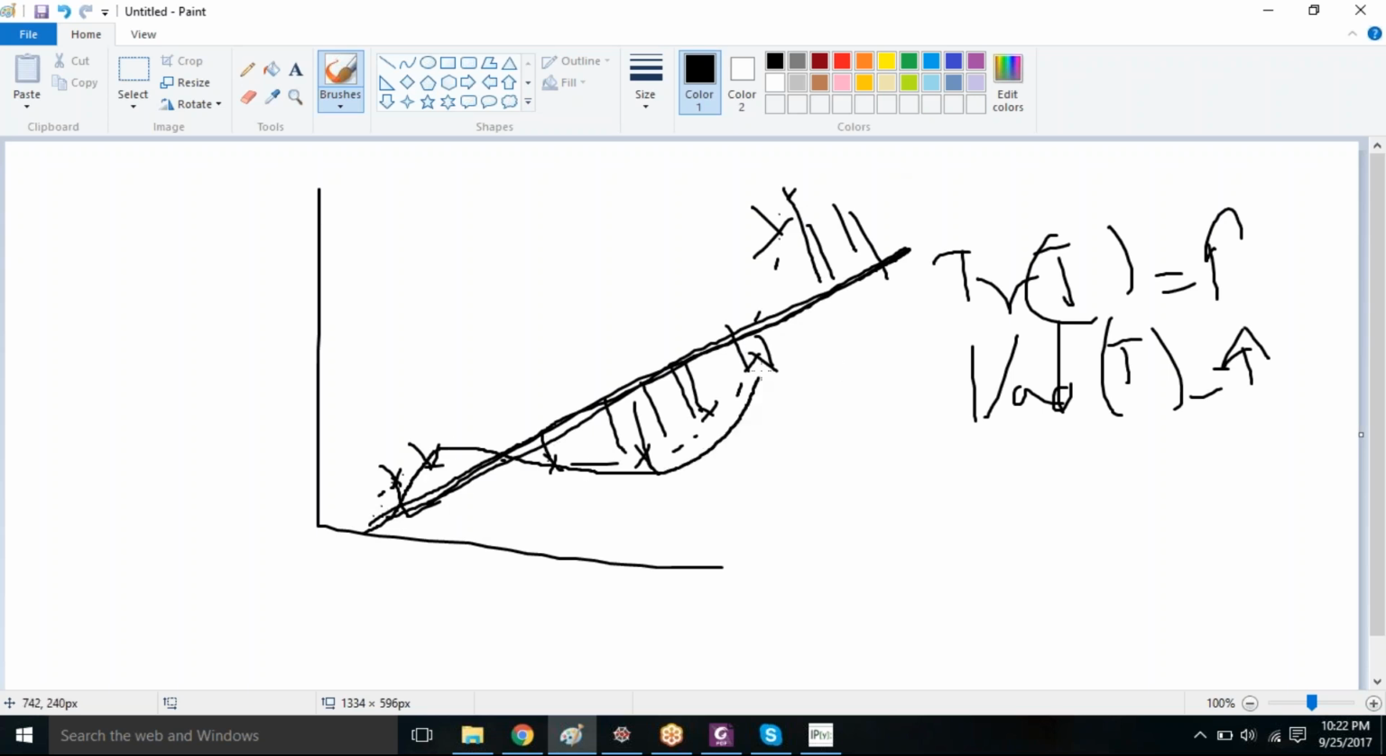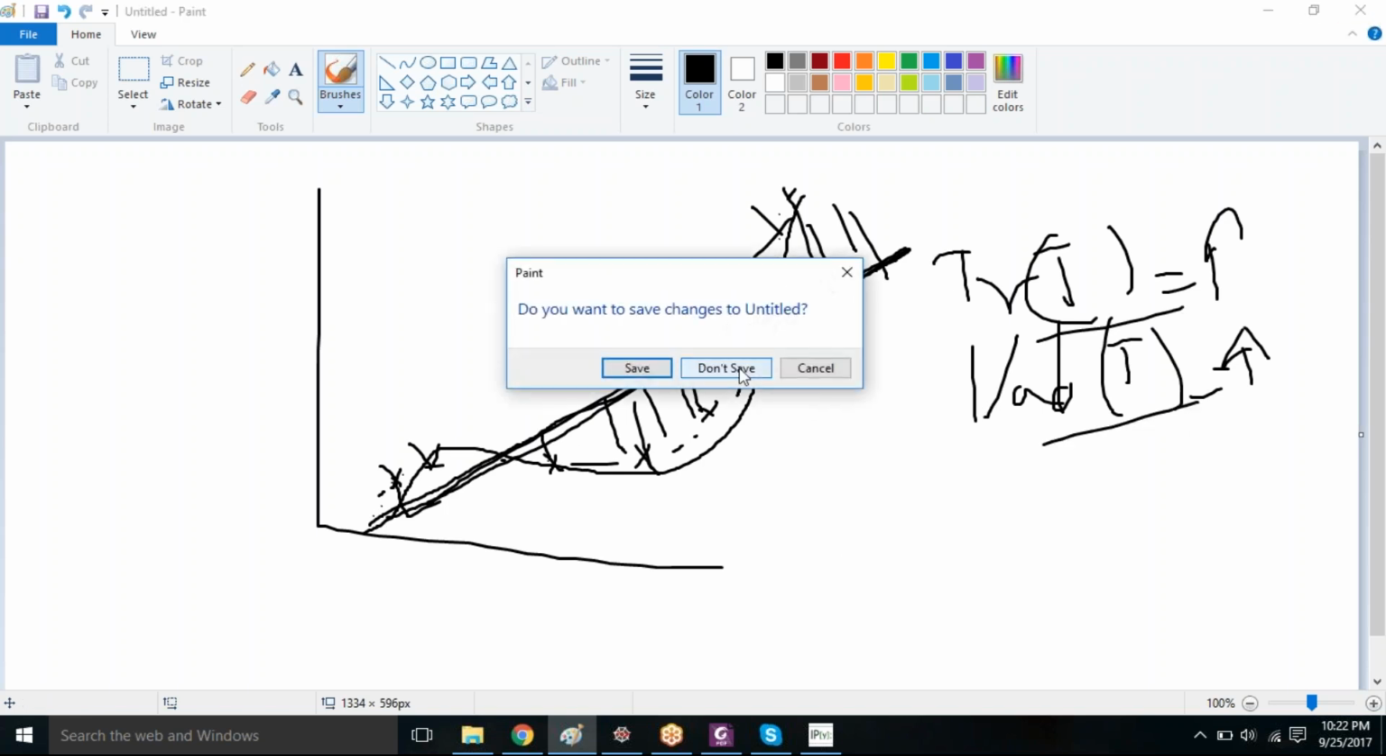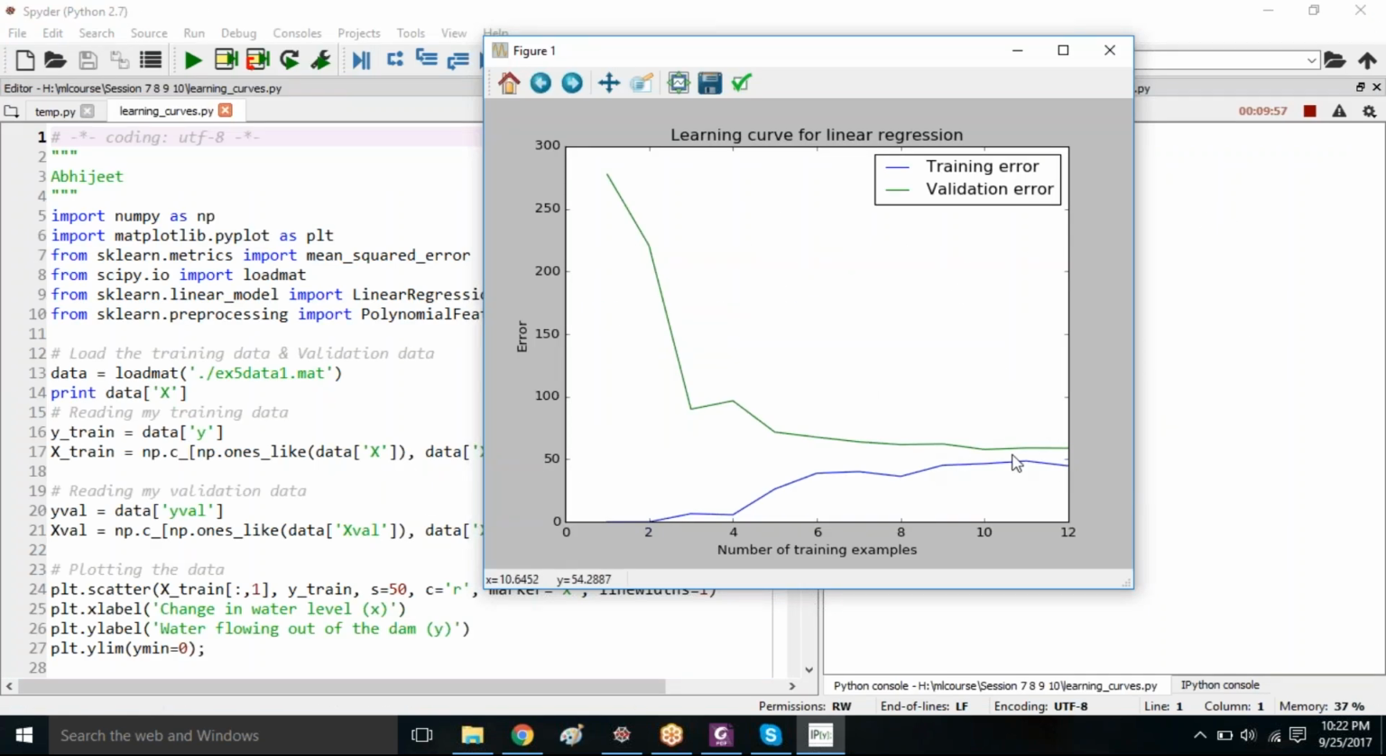If this could be a fitting like this, it will be a solid fit, isn't it? This will be a good fit. Yes. So on the validation data and the training data, in both cases, the error is around 50.